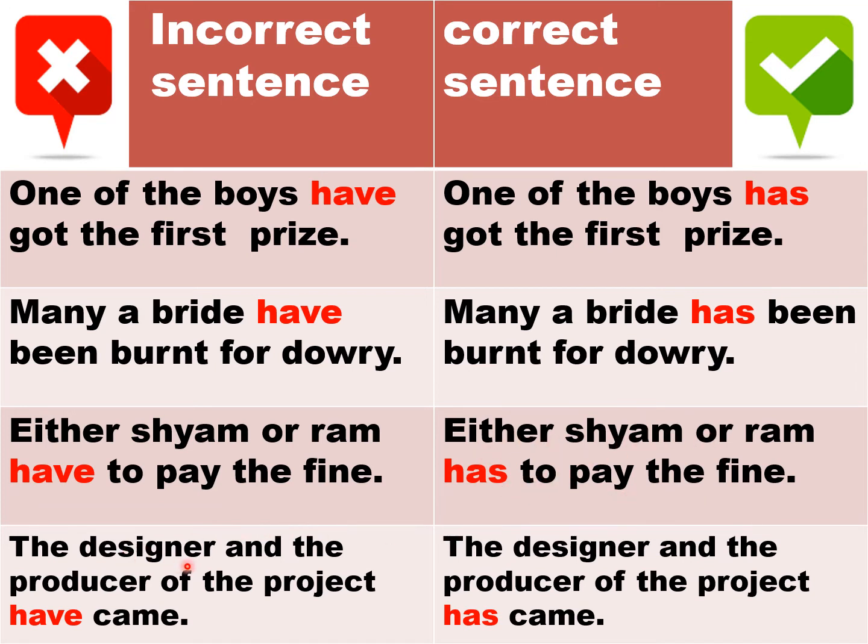The designer and the producer of the project have come. Here, designer and producer are singular subjects. The rule is, two or more singular subjects joined by and, when used for the same person, take a singular verb. Here designer and producer refer to the same person, so we must use a singular verb has. The designer and the producer of the project has come.